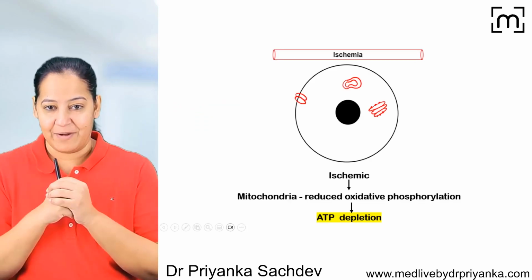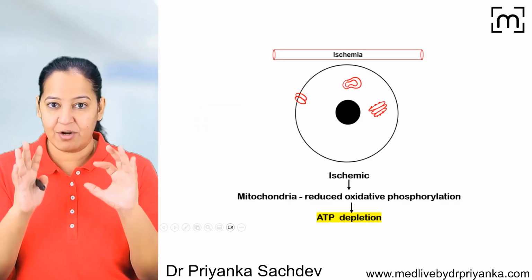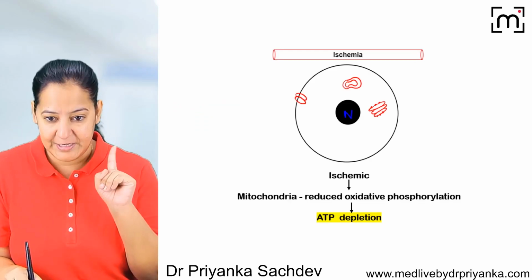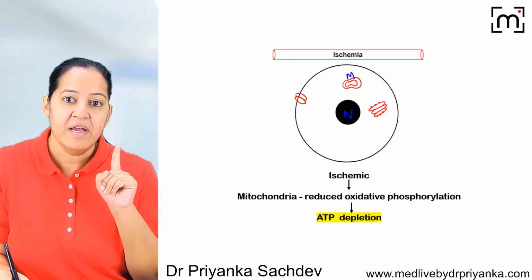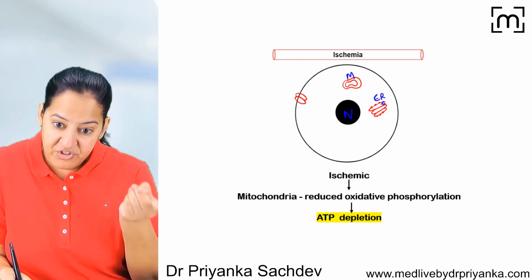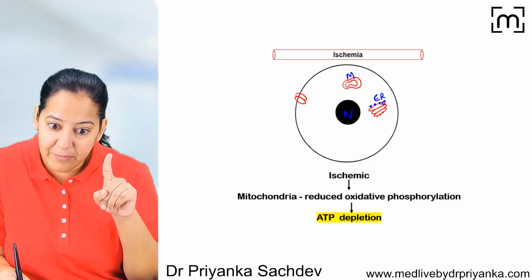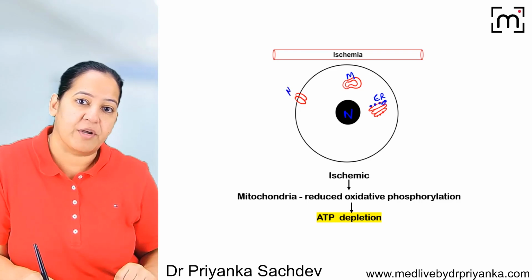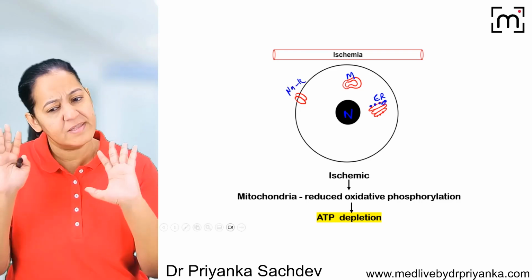So have a look at the diagram. Can you see this is a cell? This is a normal cell of the human body. You can see inside the cell there is the nucleus. This is the mitochondria. This is the endoplasmic reticulum on which the ribosomes are present. And you can see this is the sodium potassium pump which is present on the cell membrane. This is a normal cell.